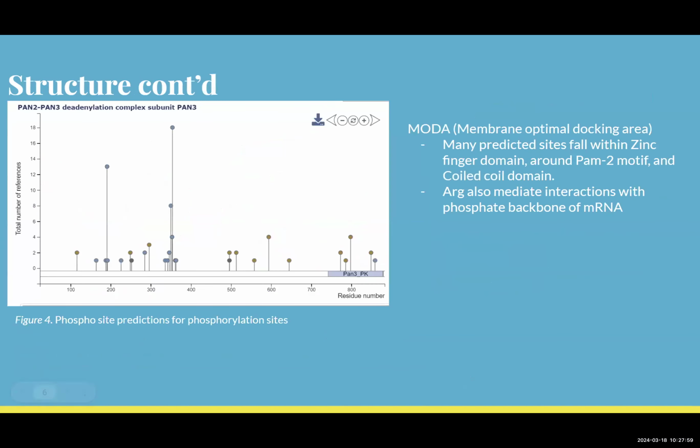Moving on to the MODA and the phosphosites, one of the first things you can notice are here the clusters of phosphorylation sites, and they're just flanking PAM2. And these phosphorylations reduce the affinity of PAN3 for poly A binding protein, reducing the amount of PAN3 recruited to mRNA targets and slowing down mRNA turnover.